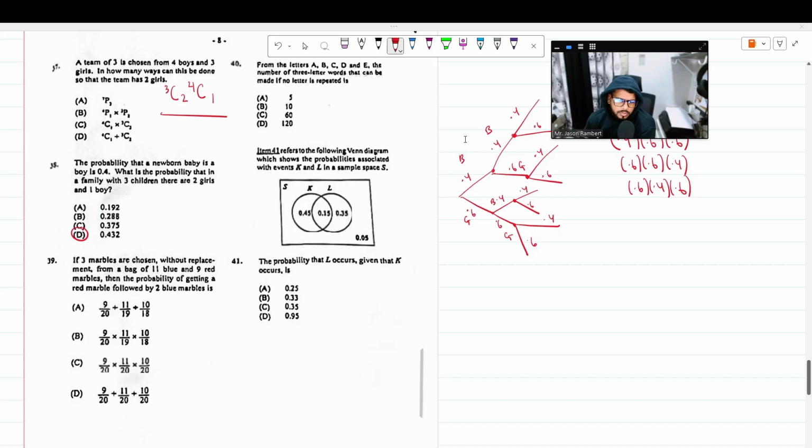3 marbles are chosen without replacement from a bag. 11 blue, 9 red. So in total there are 20 marbles, right? The probability of getting a red followed by 2 blue: a red marble could be 9 out of 20. And we're not replacing, so after the red, a blue is going to be 11 out of 19. And our next blue will be 10 out of 18, sorry. Alright, so we multiply because it's looking at the and. 9/20, 11/19, 10/18. The answer is B.